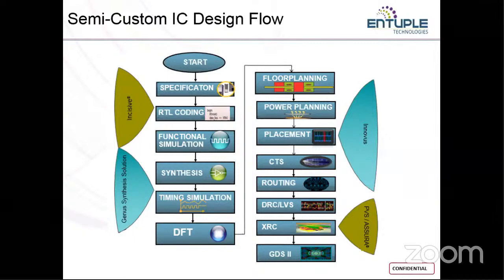For the physical design, you have a tool called Innovus, and for the physical verification, you have a tool called PVS or Assura. Finally, to generate the GDS file, you do it in Innovus itself. This is what we will be discussing in the semi-custom IC design flow, and your mixed signal design will be a combination of blocks designed using both these flows.